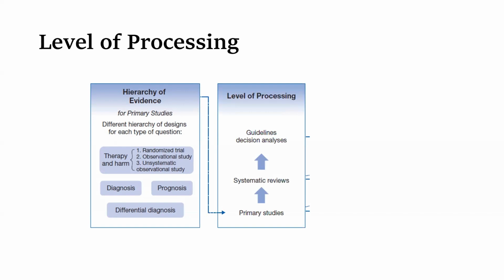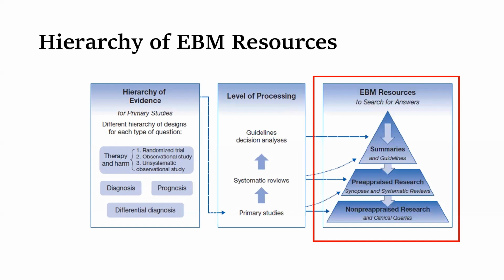Now let's look at levels of processing. Primary studies are processed into systematic reviews, which are further processed into guidelines and decision analyses. But where should we look first for answers? You can see here the hierarchy of EBM resources. You look first at summaries and clinical practice guidelines. These are appraised summaries based on many primary studies and systematic reviews, and they usually have a wider scope than systematic reviews.